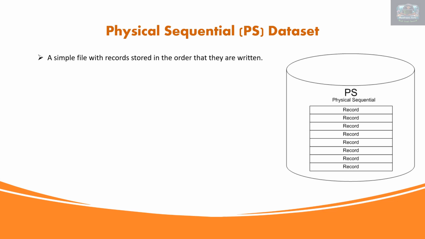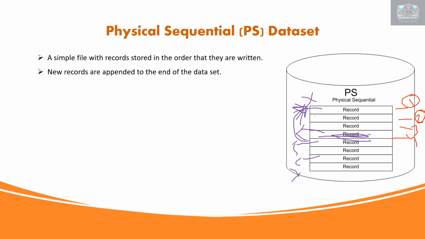If this is the first record, the second record, when written, will go here. The third record is written here. Even if the fourth record is deleted, the next entered record will not go there; it will come to the 5th, 6th, 7th position. Even when a record is deleted, that place will stay empty and won't be used by new incoming records. The new records are appended at the end of the data set. Whatever new data you write goes at the end of the data set.